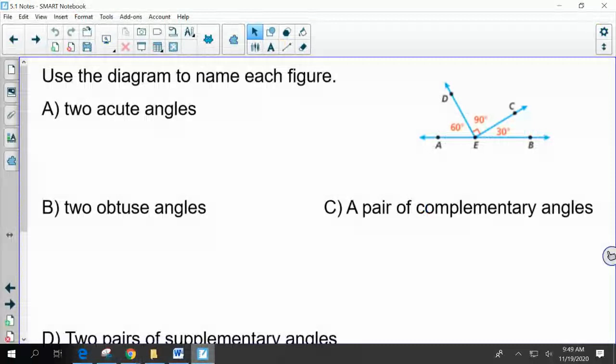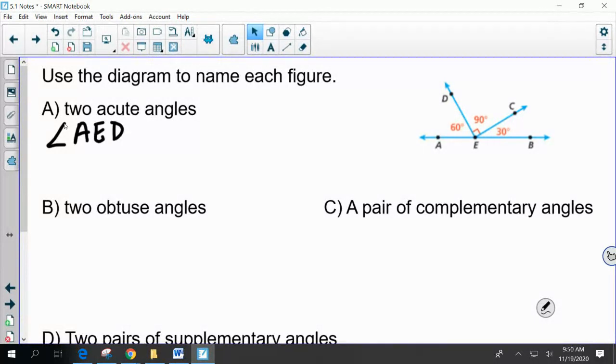Okay, so what we're going to do is use this diagram to name each figure. So we're going to look at two acute angles. So first I'm going to give you an example of how we name an angle. So we're going to name an angle using 3 letters. Okay, so an acute angle in this picture we could say is angle AED. So here's the symbol for angle. It looks like a squished L. And then you would put 3 letters.